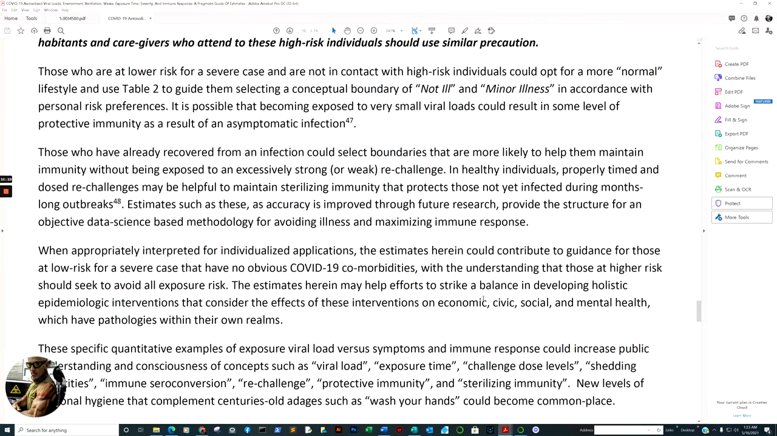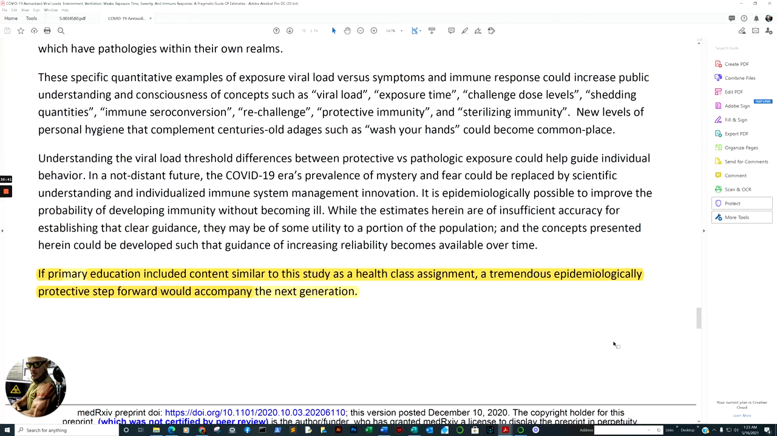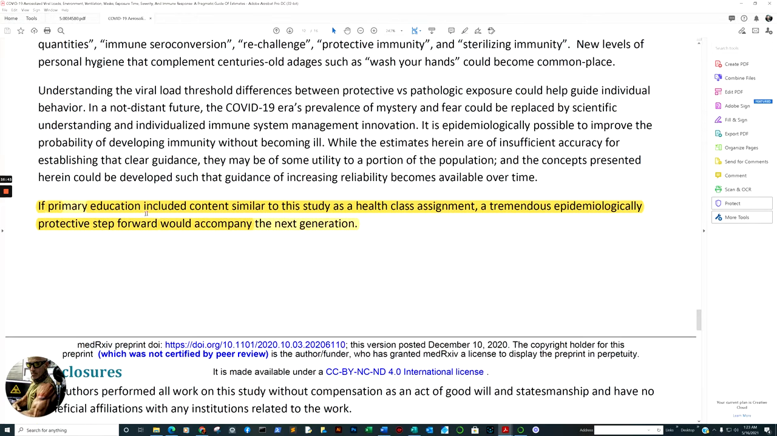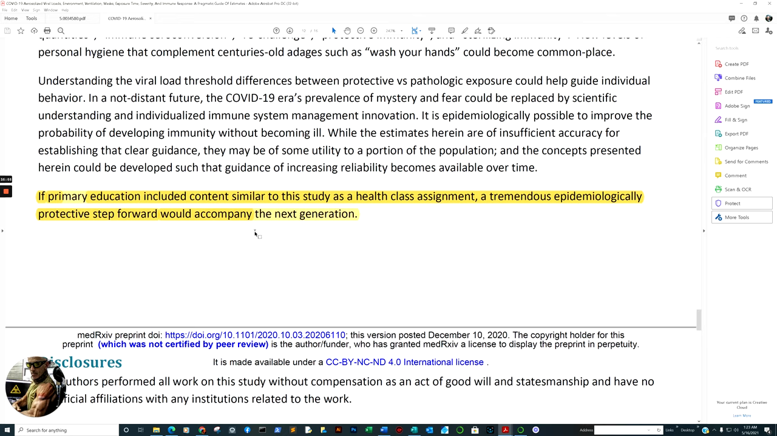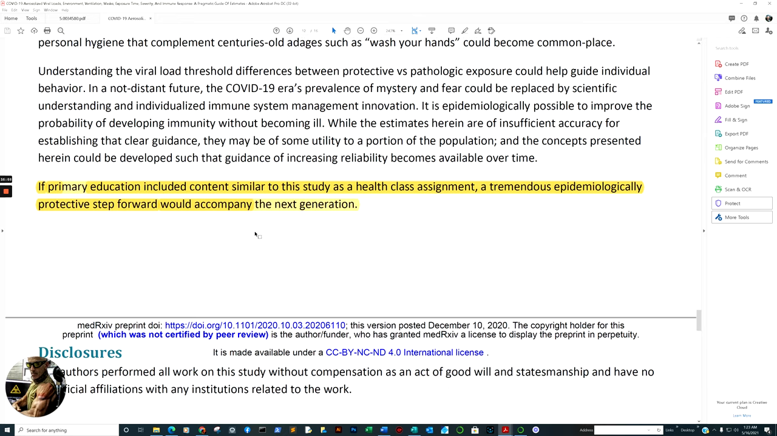Really good article. I will link to that as well. And of course, I love this last part. If primary education included content similar to the study as a health class assignment, a tremendous epidemiologically protective step forward would accompany the next generation. And yeah, before anything else, everyone wants to teach their own social engineering class in school. If you really, really want to make a difference, teach statistics. Teach how to read, teach hypothesis testing. Teach biostatistics, how to read studies, and so on and so forth.